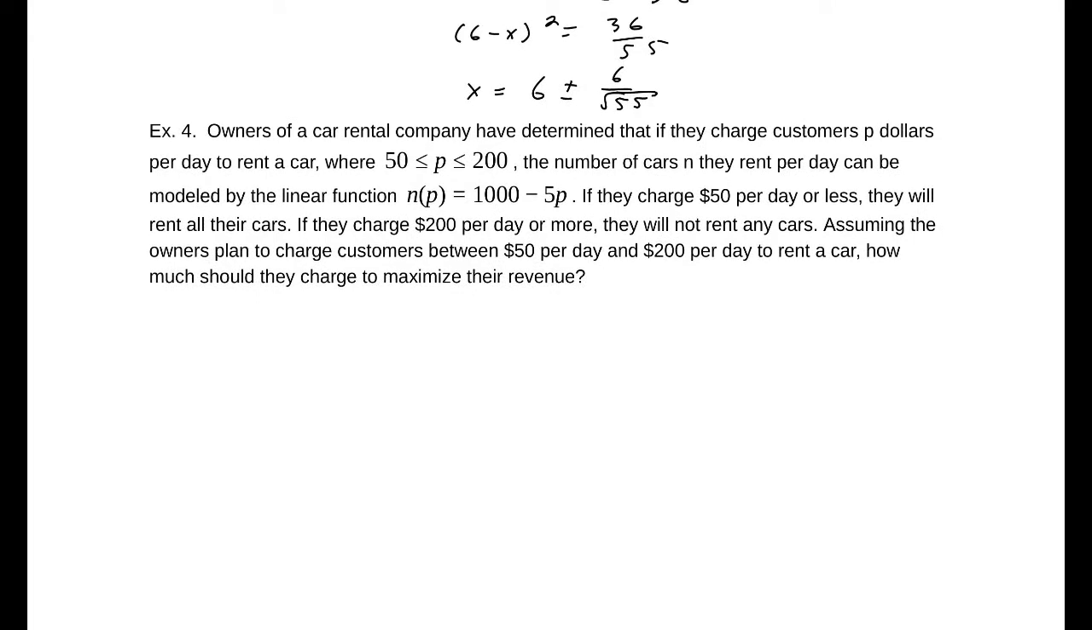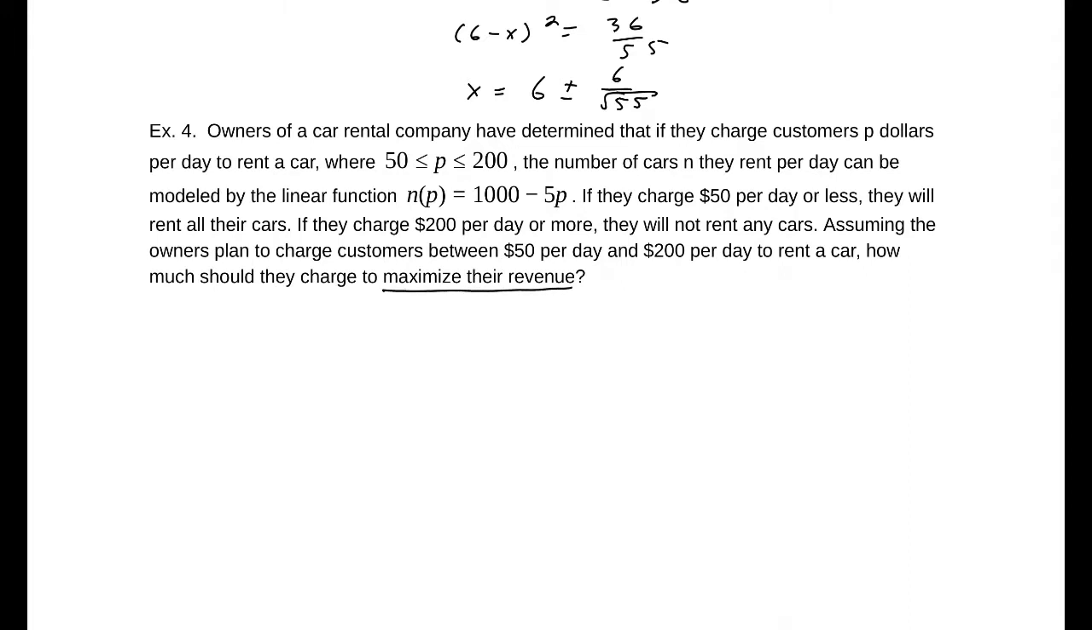All right, example 4. Owners of a car rental company have determined that if they charge customers P dollars per day to rent a car, where P is between 50 and 200, the number of cars N that they rent per day can be modeled by the linear function N of P equals 1,000 minus 5P. If they charge $50 per day or less, they will rent all of their cars. If they charge $200 per day or more, they will not rent any cars. Assuming the owners plan to charge between the 50 and the 200 per day to rent a car, how much should they charge to maximize their revenue?